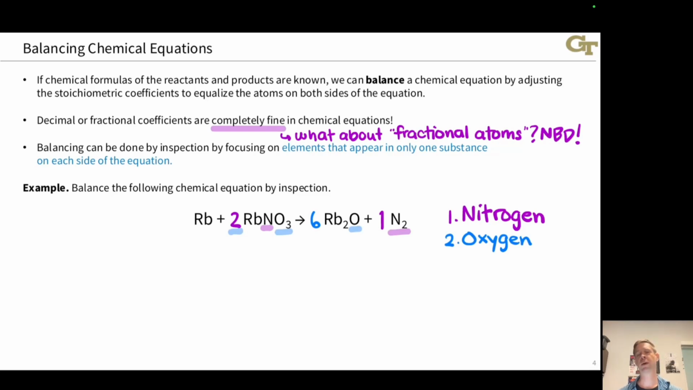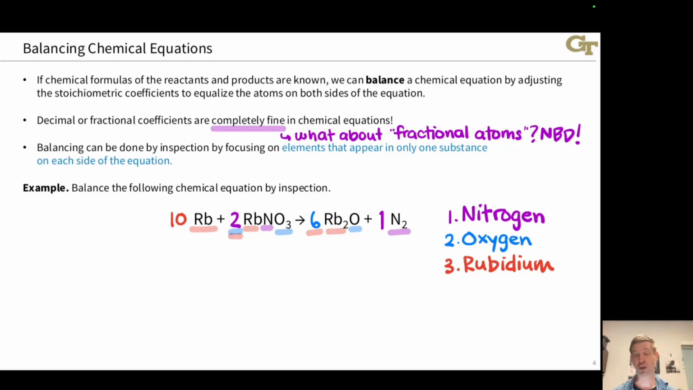Finally, the only element we have left to balance is rubidium. And now that we're here with just 1 element left, we know how many rubidium atoms we have on both sides, and we can just mess with the one remaining coefficient here to equalize the rubidiums on both sides of the chemical equation. So for example, I've got 2 times 1, or 2, on the left. On the right, I have 6 times 2, or 12. This tells me that I need 10 rubidium atoms on the left, and now rubidium is equalized on both sides of the chemical equation.